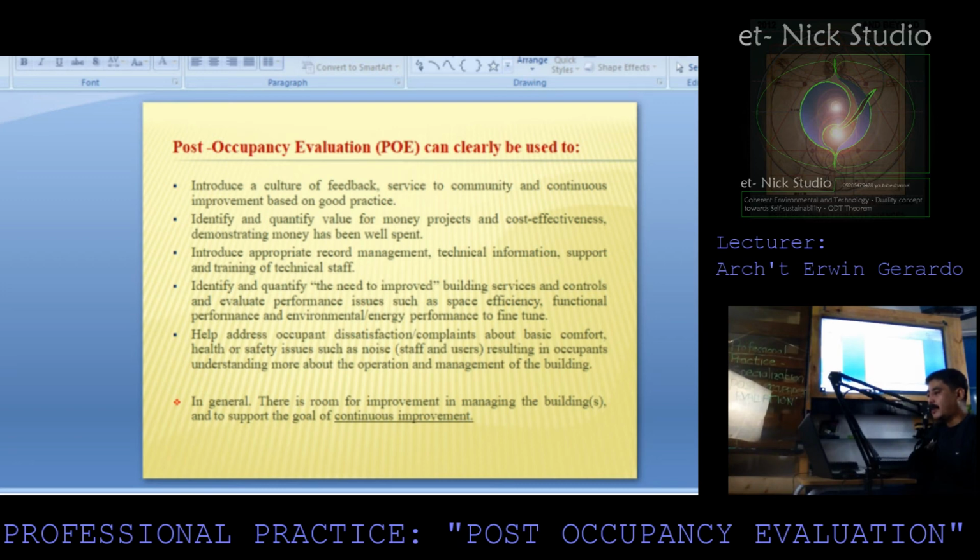Next is help address occupants' dissatisfaction and complaints about basic comfort, health, or safety issues such as noise, for staff and users, resulting in occupants understanding more about the operation and management of the building. In general, there is room for improvement in managing the buildings and to support the goal of continuous improvement.